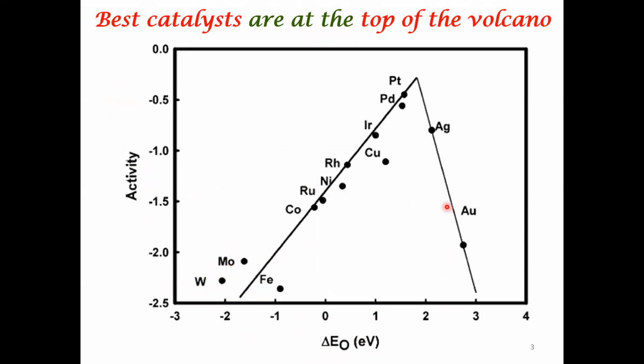And the other leg of the volcano plot, this is the volcano plot. It looks like a volcano, with two legs. The other leg is gold, which binds oxygen in an endothermic manner, so the first step is not at all feasible. The ideal catalyst, which is platinum, is somewhere in between. So this is called the volcano plot, and these are the two legs of the volcano. As a function of this descriptor, the activity gets optimized.